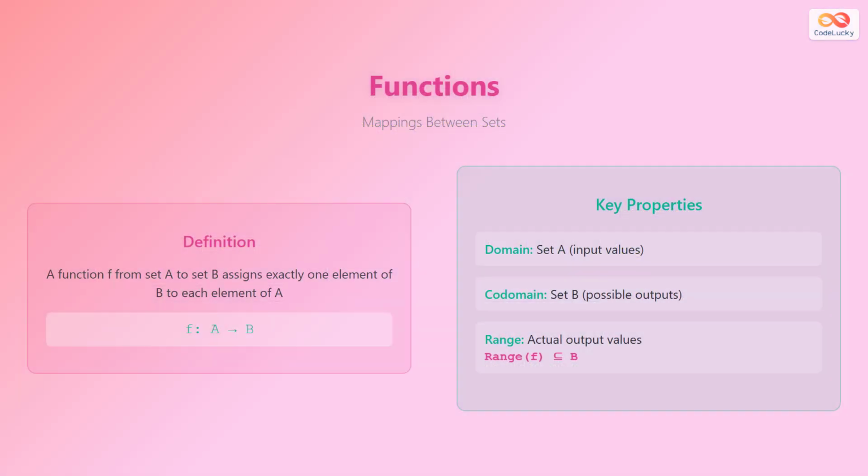Now let's discuss functions. A function f from set A to set B assigns exactly one element of B to each element of A. The notation for this is f: A to B. The key properties of a function include its domain, which is set A, representing the input values, its codomain, which is set B, representing the possible output values, and its range, which consists of the actual output values. The range of f is a subset of B.